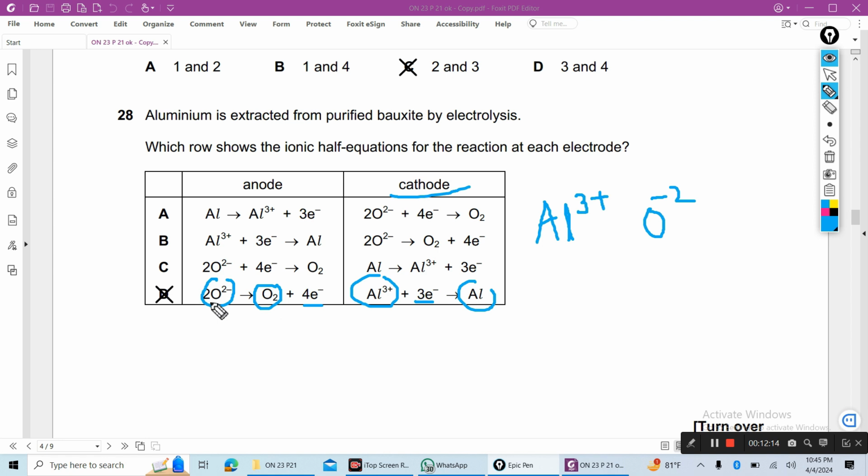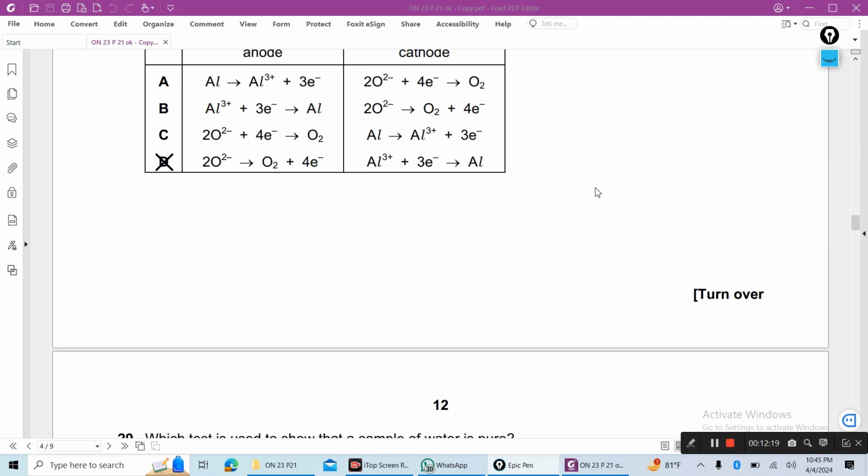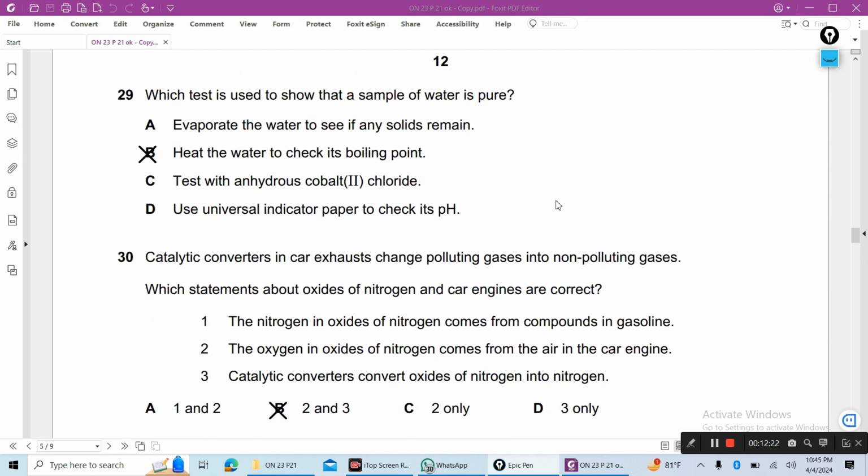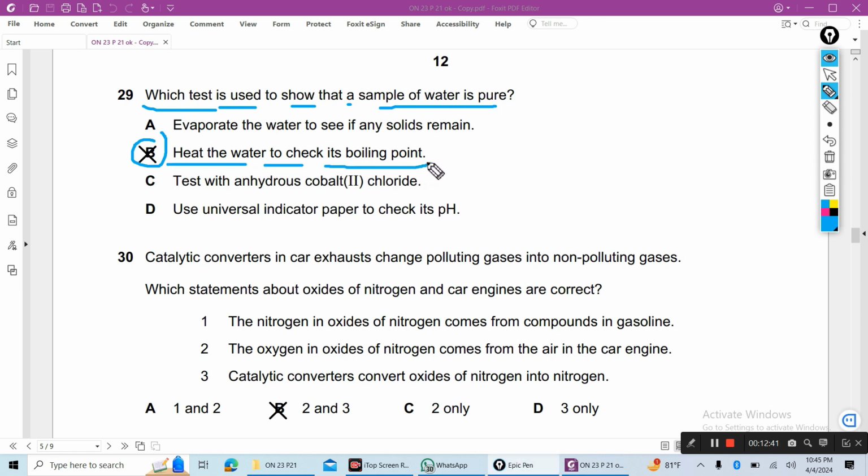Next, number 29. Which test is used to show that a sample of water is pure? B is the correct answer. Heat the water to check its boiling point, because if water is pure, it boils at 100 degrees centigrade. So by boiling point determination, you can detect that water is pure.